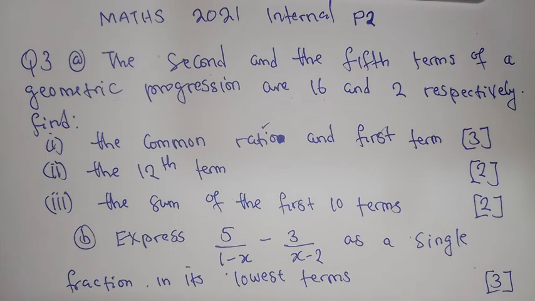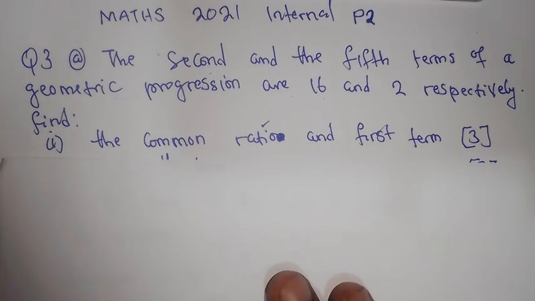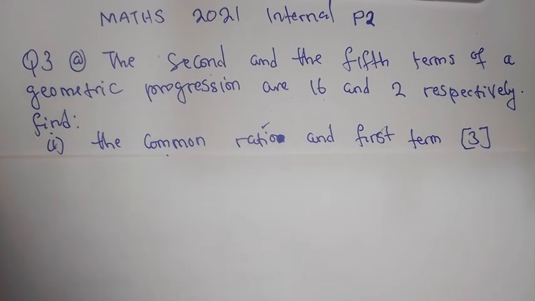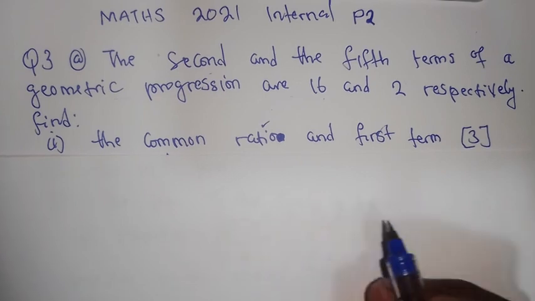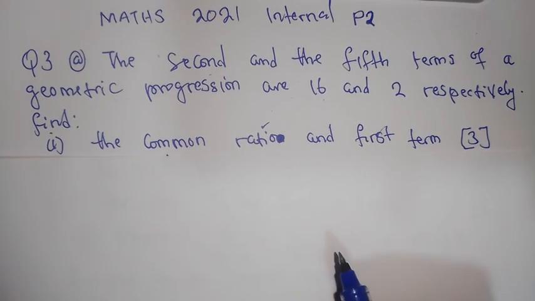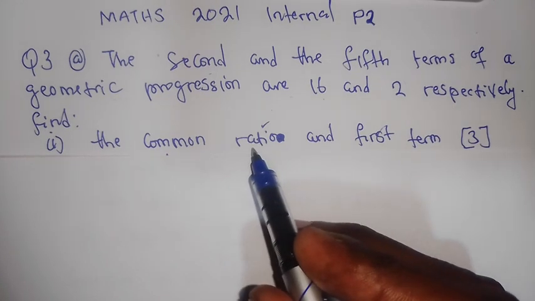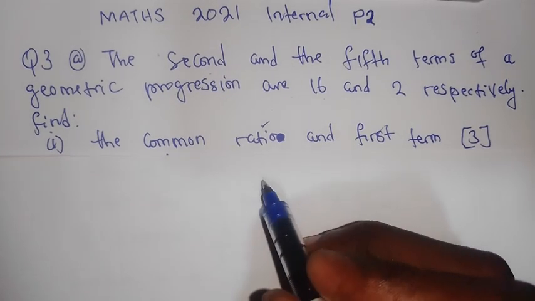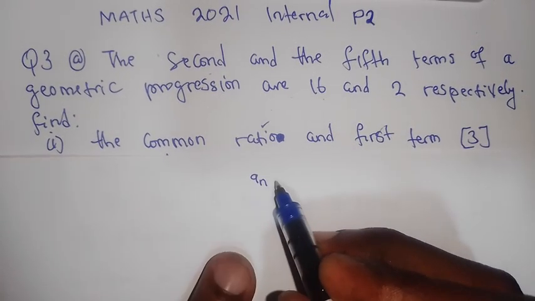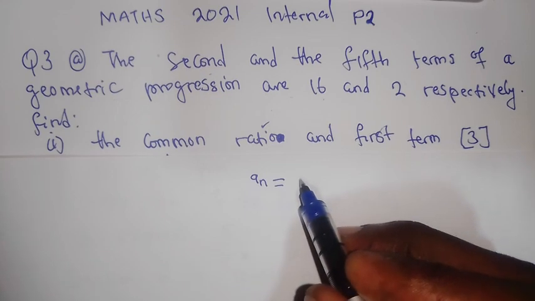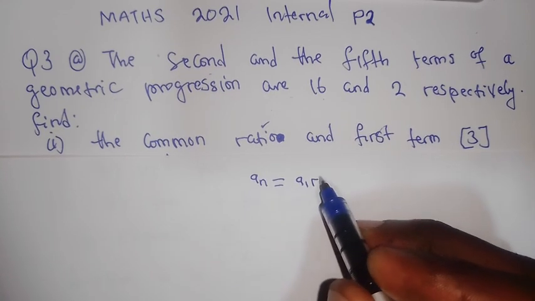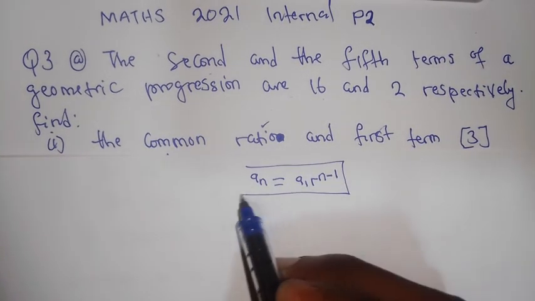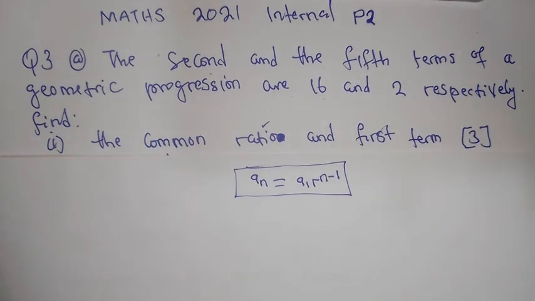So now, in order to understand how to go about this one, one of the most important things that you need to understand is that you have to identify, is it the GP or the AP? Now, this is direct because we have been told to find the common ratio and the first term. So we know that the GP uses this formula, an equals a1 multiplied by r to the power n minus 1. So this is the most fundamental formula under the GP.